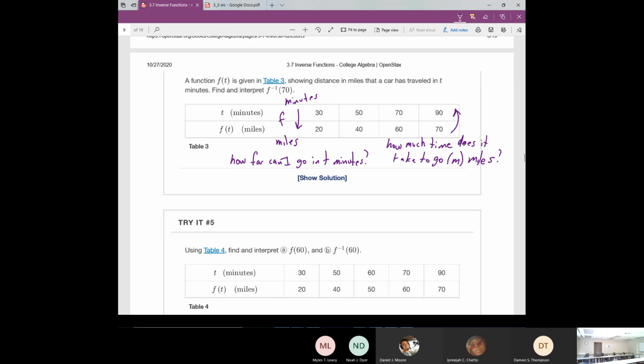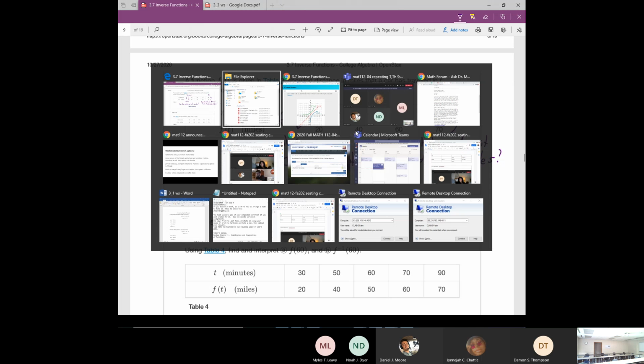That's the interpretation of f inverse. How long to go 70 miles? Well, the answer is 90 minutes. But you can see how, given 30 or given 90, I get 70 minutes. I can get the inverse of, well, how long does it take me to go 70 miles? The answer is 90. Let's see how they explain it, just to get another viewpoint.